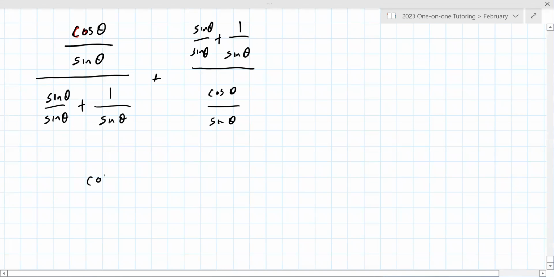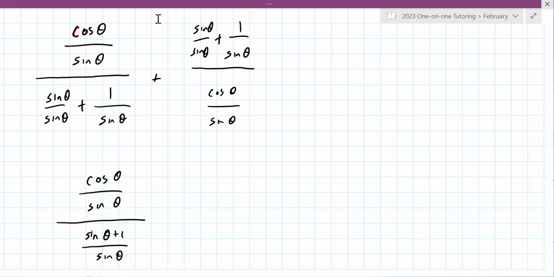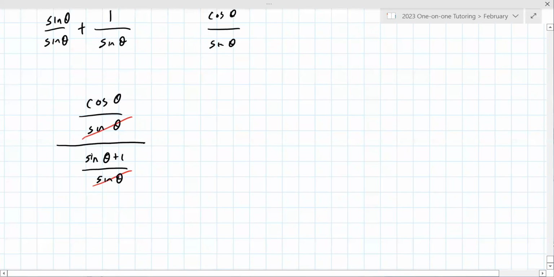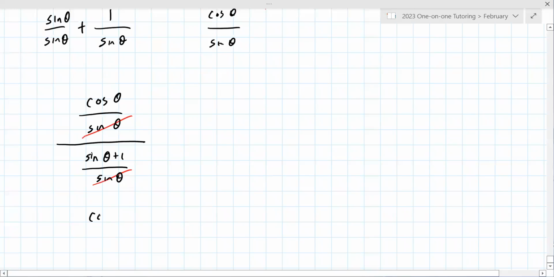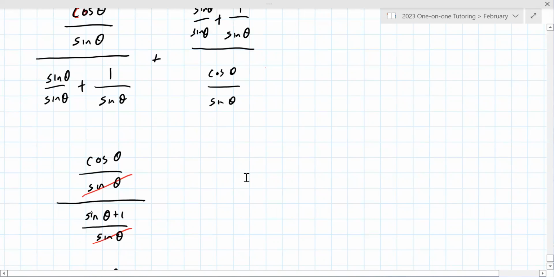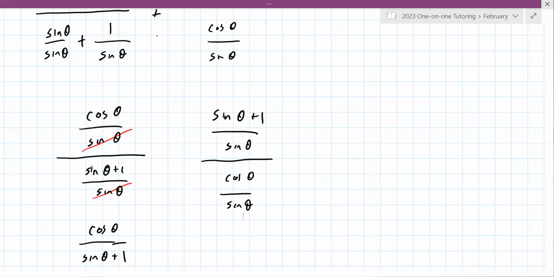So on the left here, cosine theta over sine theta. And then we've got sine theta plus 1 over sine theta. So one of the things I see immediately is that the sines on the bottom cancel. This is big. Anytime you can eliminate the fractions, that's good. So this produces cosine theta over sine theta plus 1. Then we'll probably see something similar. Yeah, we'll see exactly the same thing here on the right. We've got sine theta plus 1 over sine theta, over cosine theta over sine theta. And again, those bottoms are going to cancel.